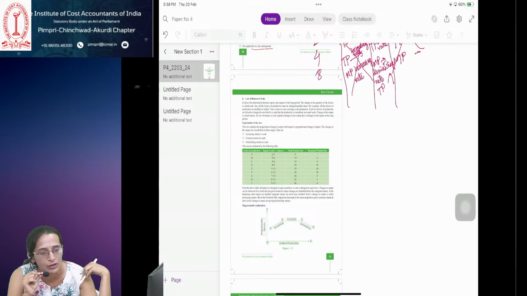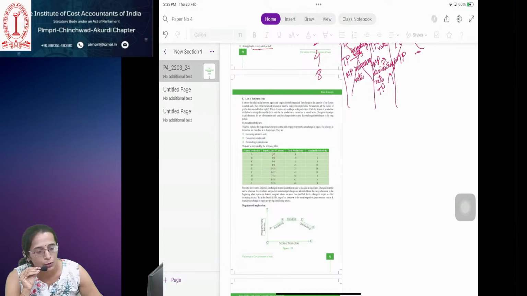What impact will it bring? At first, what will happen? When we increase all the input levels, the output will also increase at an increasing rate, right? If we double the inputs, the output will more than double. It will increase more than the input level, that is, at an increasing rate. The output will increase at an increasing rate.